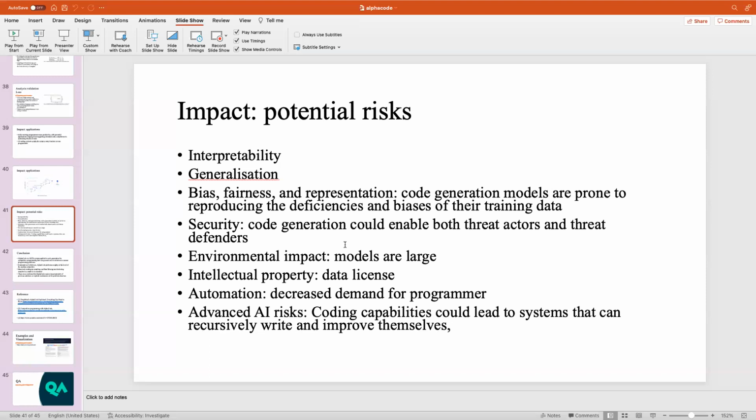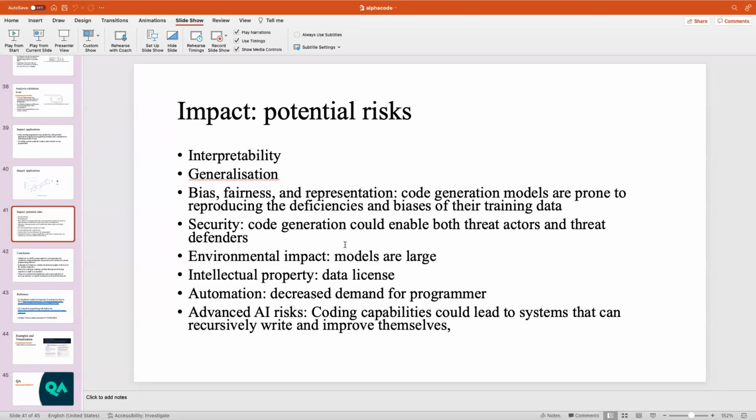And also the automation problem. So if the model performs really well in code development, it may decrease the demand for programmers, and that's hard for the job market. And also the ultimate risk, which is the advanced AI risk.